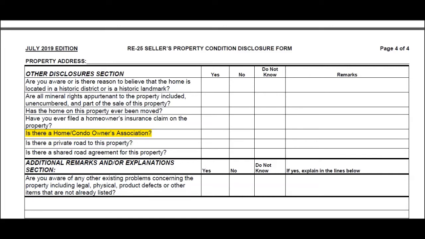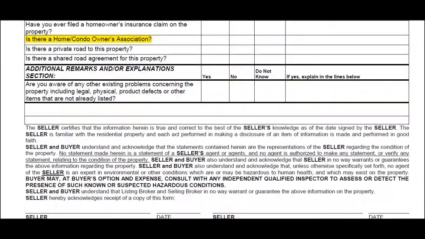So that was the point of having this line in here in the first place, and hopefully that will help with the transactions and some of the disclosures that need to be made.